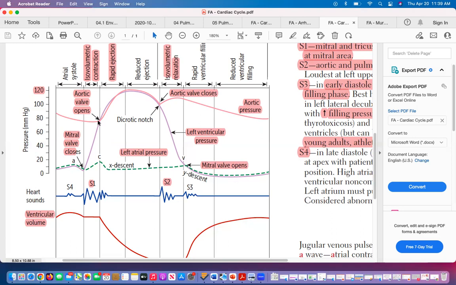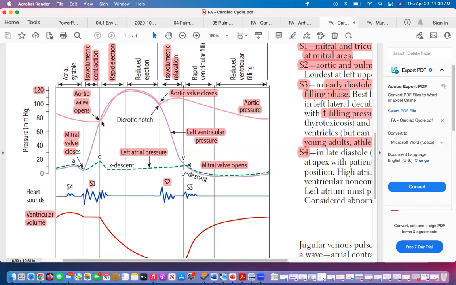This is obvious because the left ventricle is contracting. So if the left ventricle is contracting, the left ventricular pressure goes up to a point where the left ventricular pressure gets higher than the aortic pressure. The aortic pressure is shown in pink. So the moment that the left ventricular pressure is higher than the aortic pressure, we see that the aortic valve opens. And that's just because of the pressure difference.